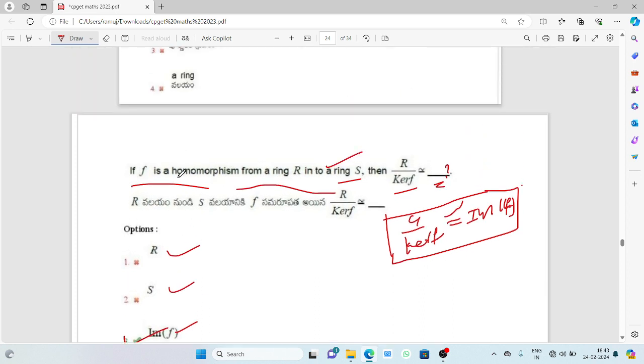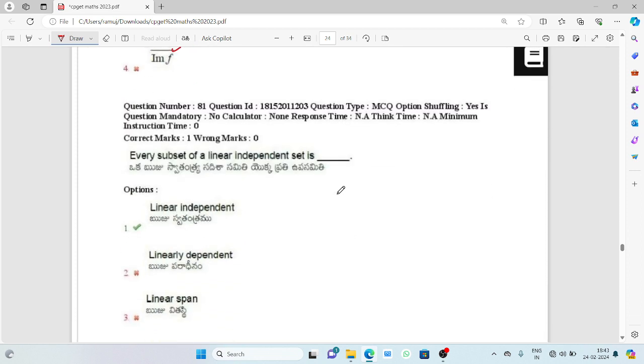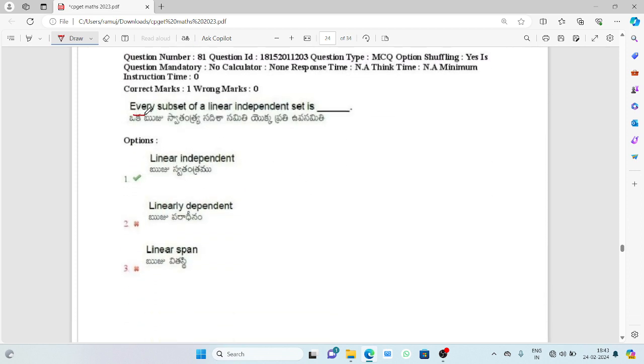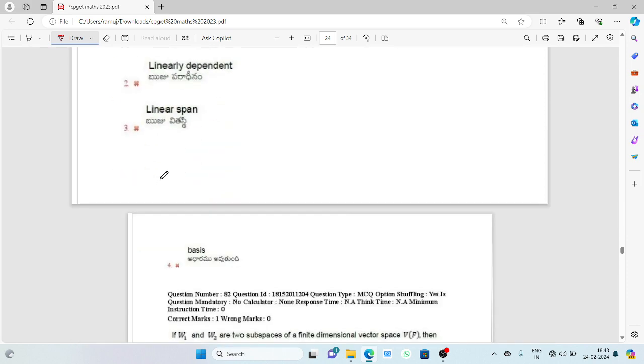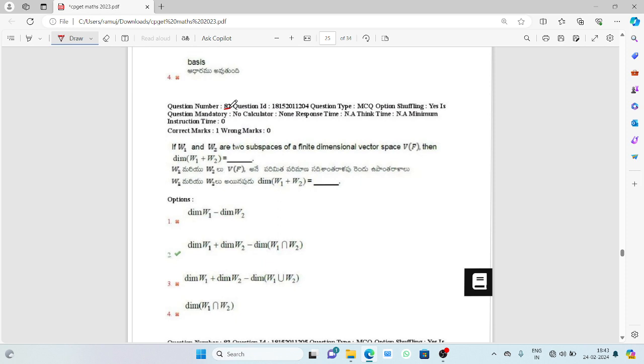We are given that f is a homomorphism from a ring R to S. In groups as well as rings, the first fundamental isomorphism theorem is the same. So the next question is: every subset of a linearly independent set is independent. Yes, that is correct, because whatever elements you take from a linearly independent set are always linearly independent. The 82nd one is: W1 and W2 are two subspaces of a finite dimensional vector space V of F.